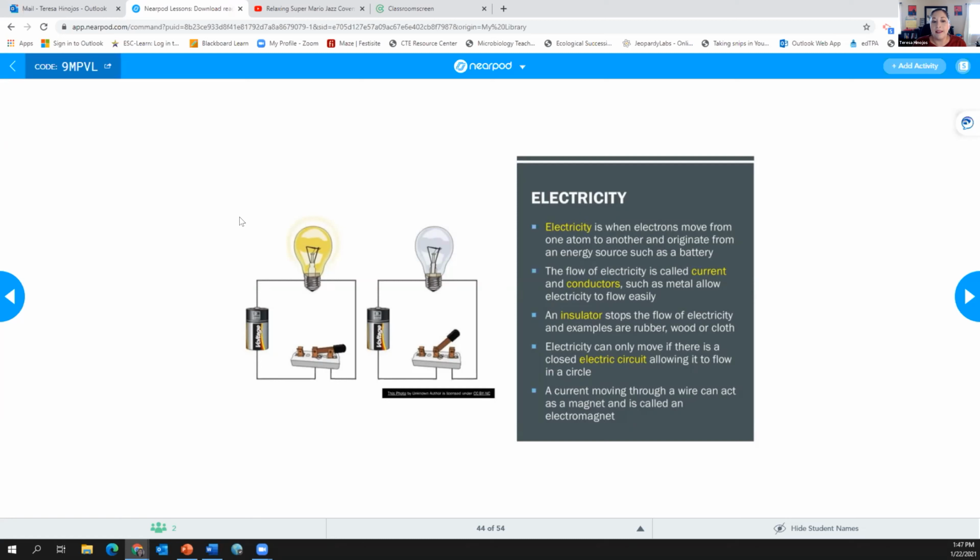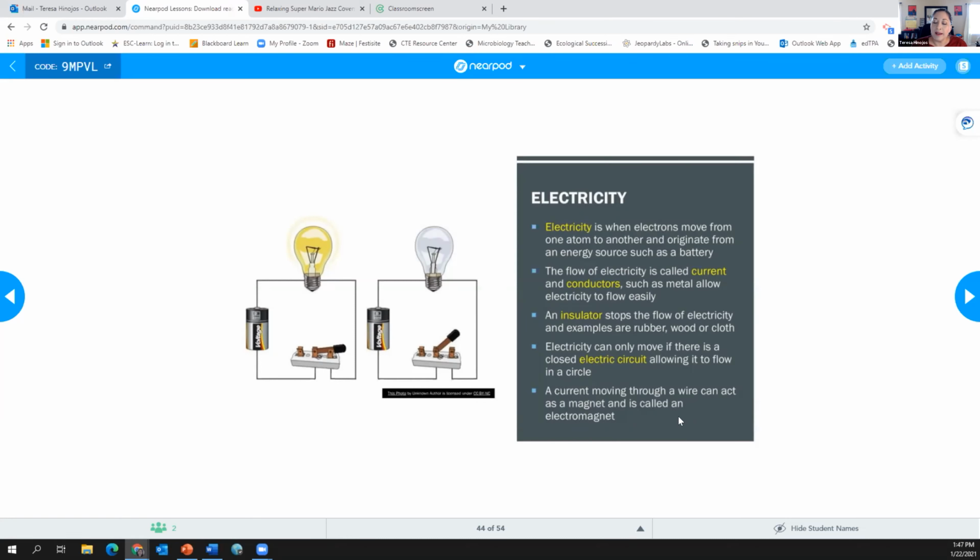And so again, this goes with anything that has electricity. So it could just be a battery. It could be an outlet in the wall. It could be a generator that you have. But for all of those, it has to make a circle to allow that electricity to move along, and allow that current to move along that circuit.